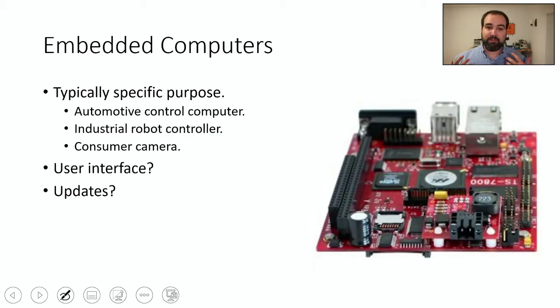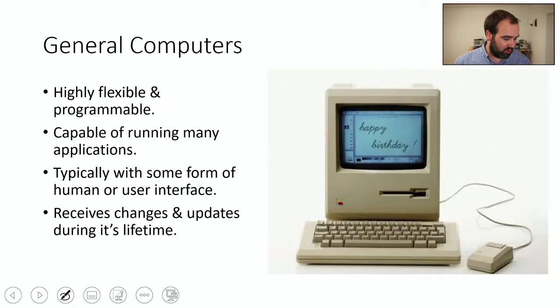What separates embedded computers is they really have a specific purpose, right? An automotive control computer is an embedded computer because it's doing one specific task, controlling one system. An industrial robot controller is the same thing. Even a consumer camera, right? The camera I'm recording this on has a little embedded computer in it. Even though it has a user interface, so you can look at that.